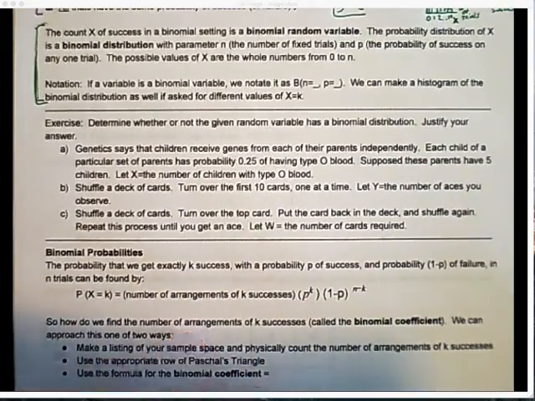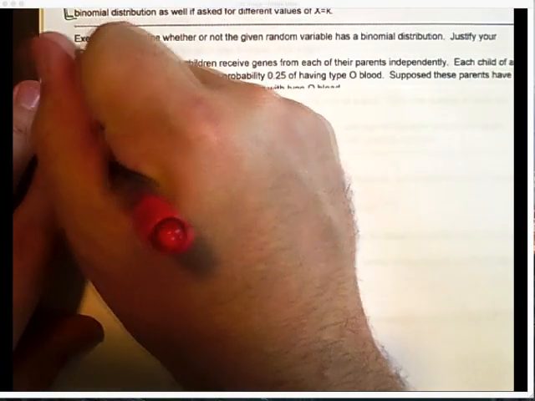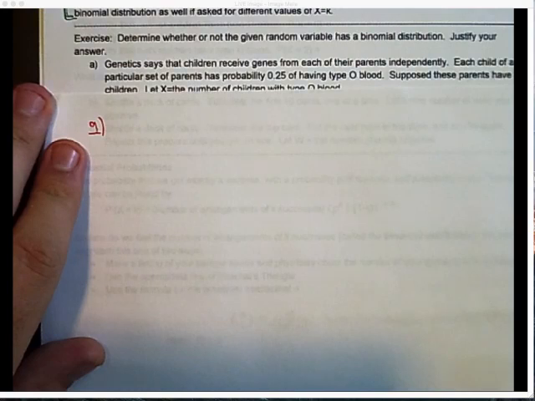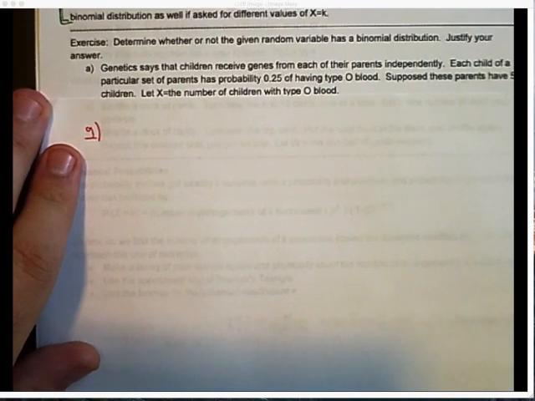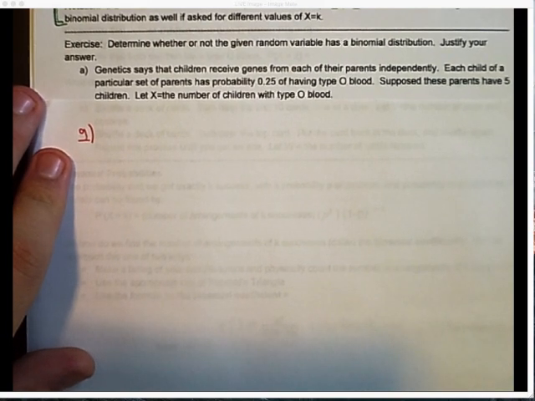So let's do this exercise. I'm actually going to do this exercise on another piece of paper, so we're going to take it one piece at a time. Part A says determine whether or not the given random variable has a binomial distribution. If it does, it has to meet the 4 conditions.